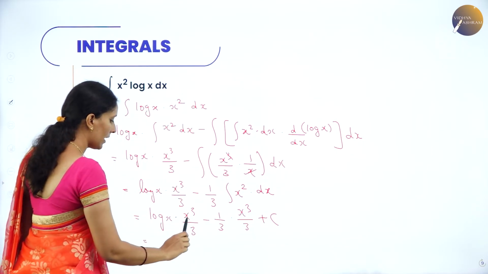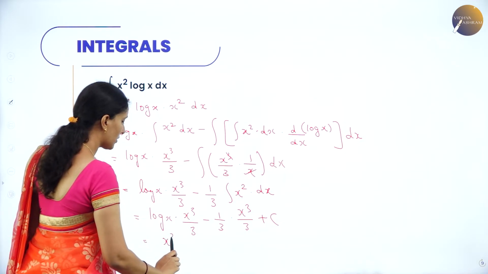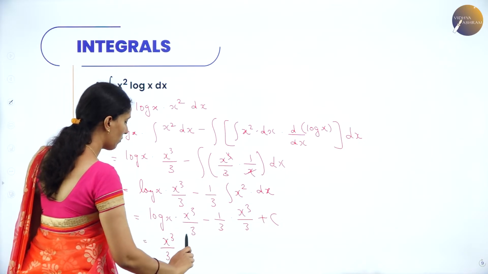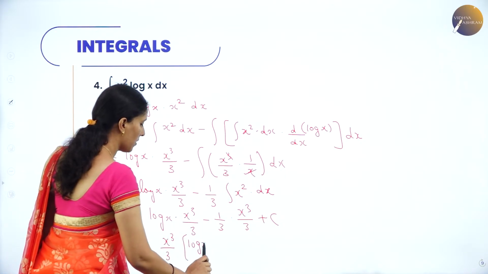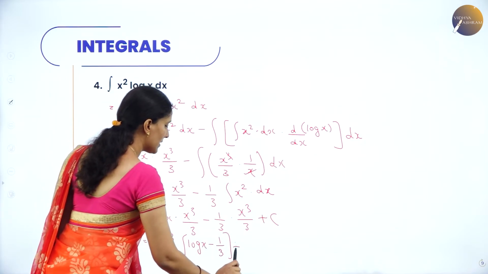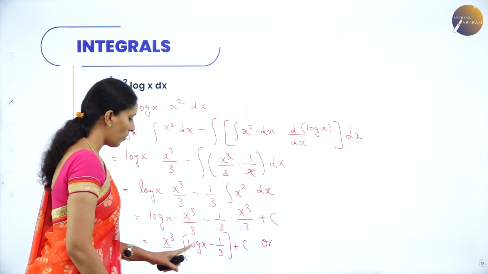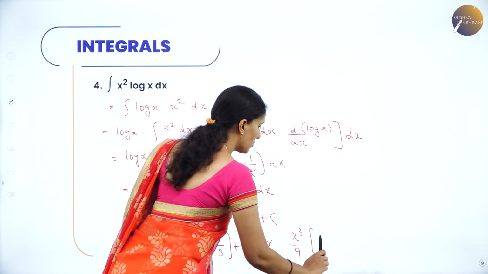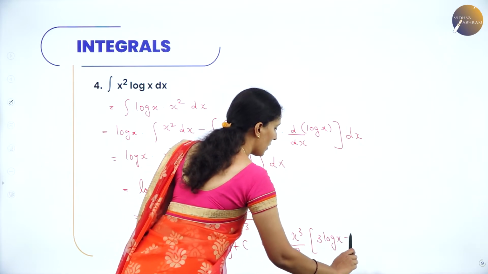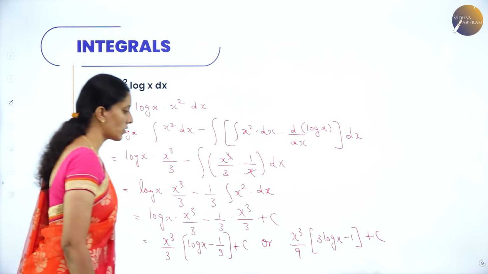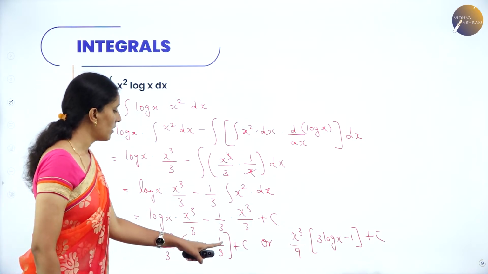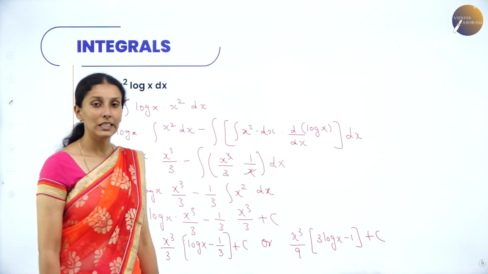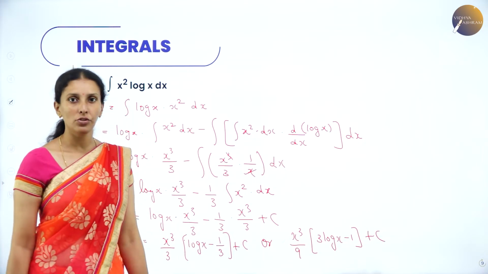So you can take x cube as a common factor. If you take x cube divided by 3 as common, you will get log x minus 1 by 3 plus c. Or you can also write it in the form of x cube divided by 9 into 3 log x minus 1 plus c. So this can also be written as 3 into log x minus 1 divided by 3, 3 3s are 9. So it can also be written as x cube divided by 9, 3 log x minus 1 plus the integration constant.